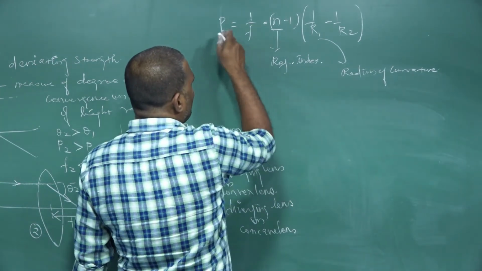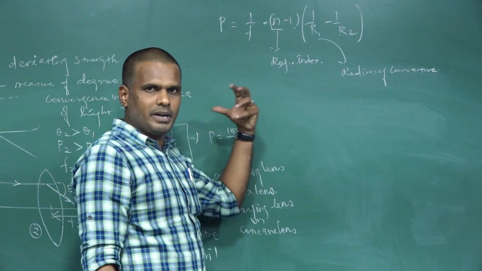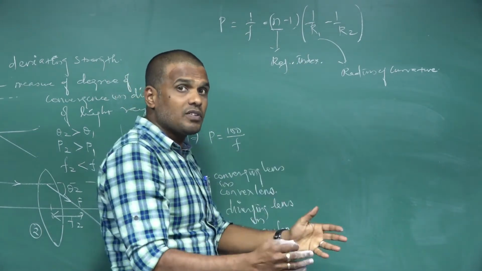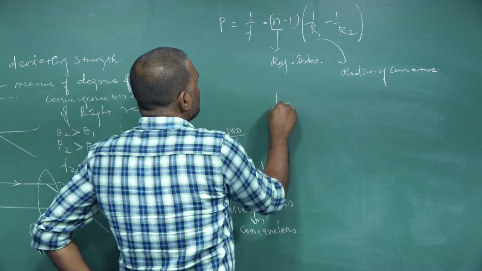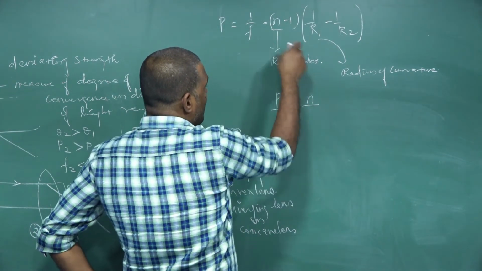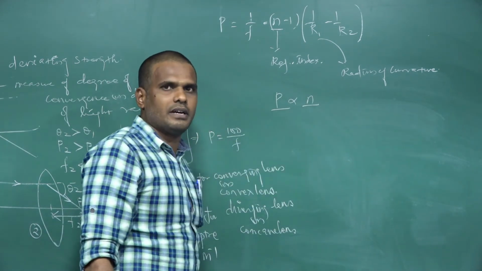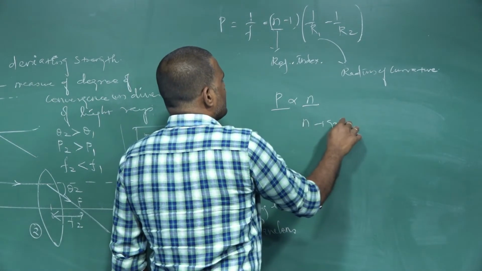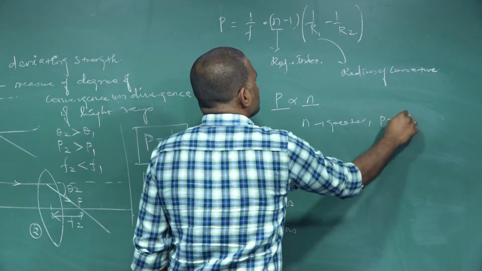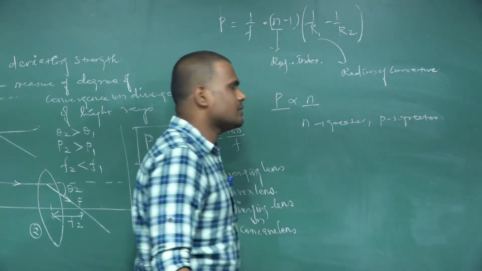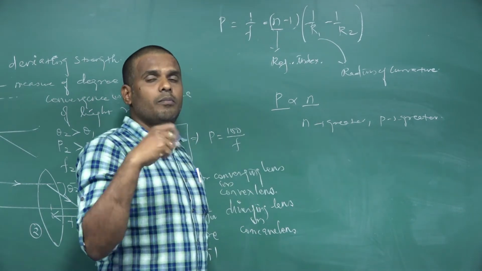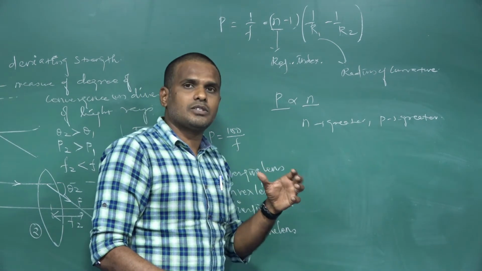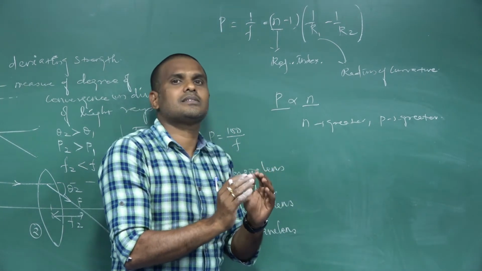So we can compare the power of the lens with the refractive index of the material of the lens, as well as with the radius of curvature of the lens surfaces. If the refractive index is more, the power of the lens varies directly with the refractive index. If the material has a greater value of refractive index, if n is greater, then the power of the lens is also greater. What does this mean? If the material has a greater refractive index, the material with which the lens has been made is dense.